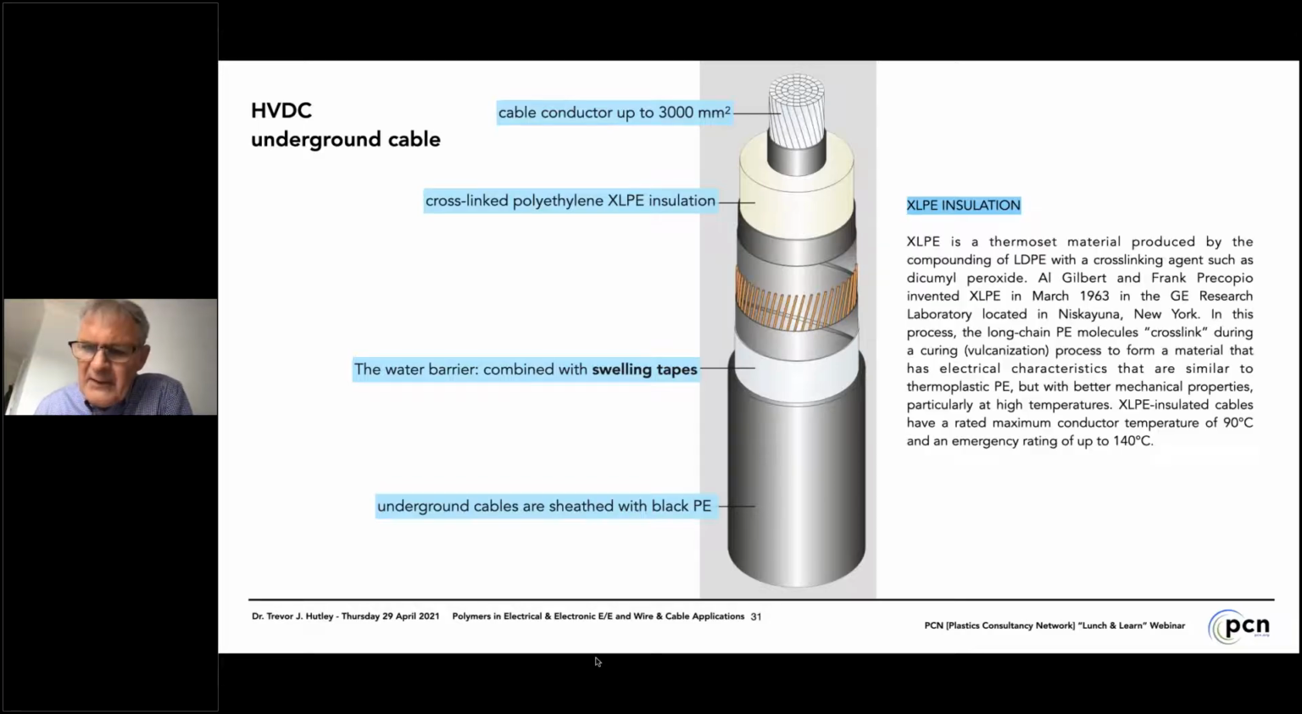But cross-linked polyethylene actually was developed back in 1963, so actually 60 years ago, almost 60 years ago. So it's got some history. Cross-linked polyethylene. It's a way of improving the thermal performance of polyethylene in cables.